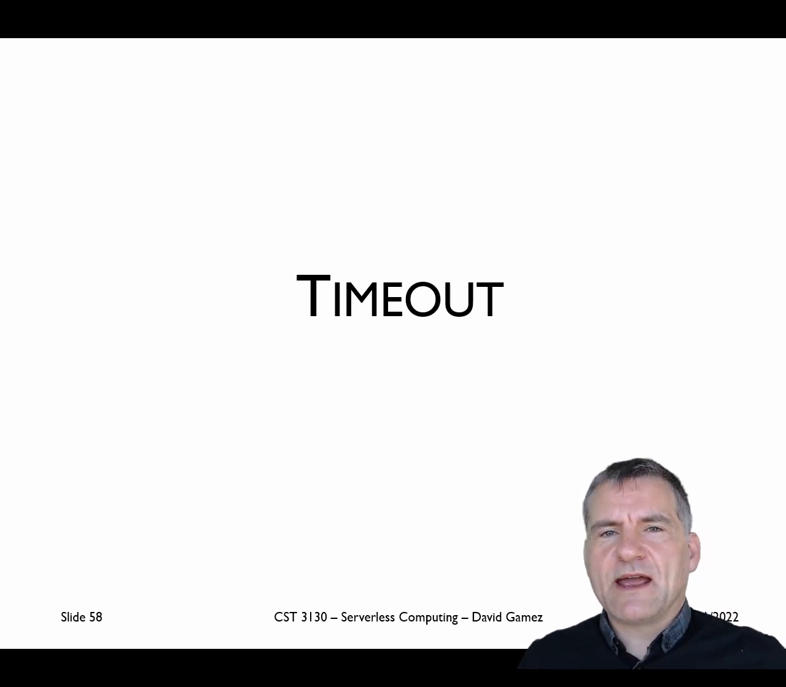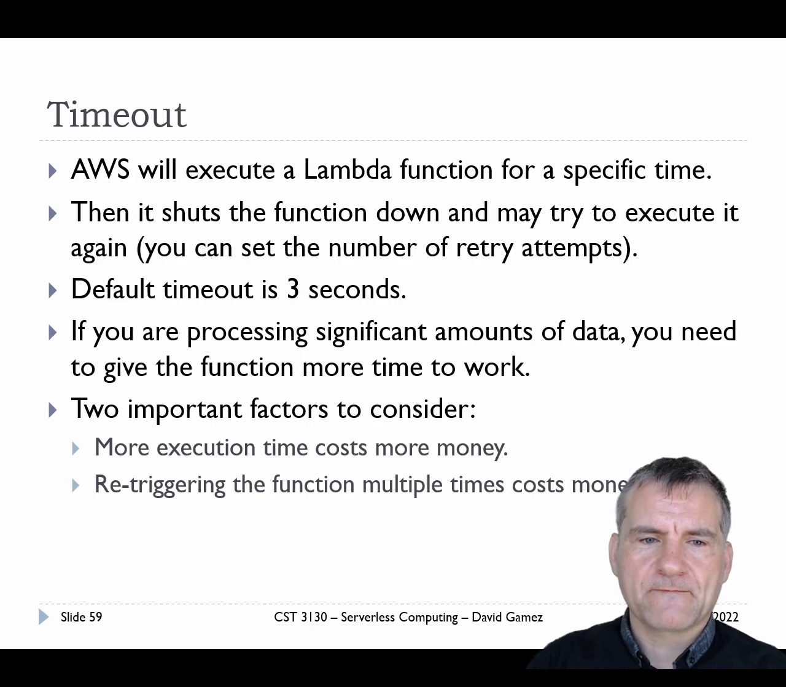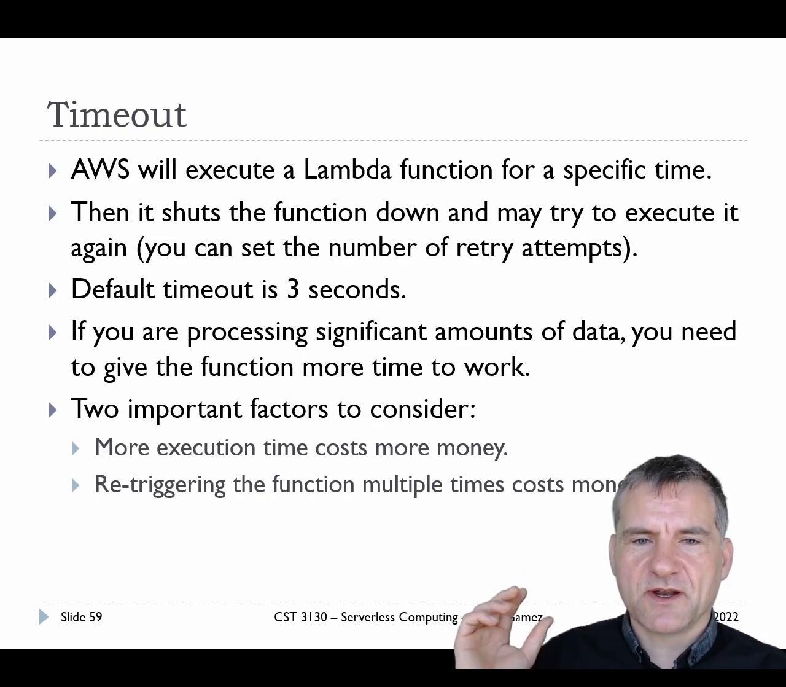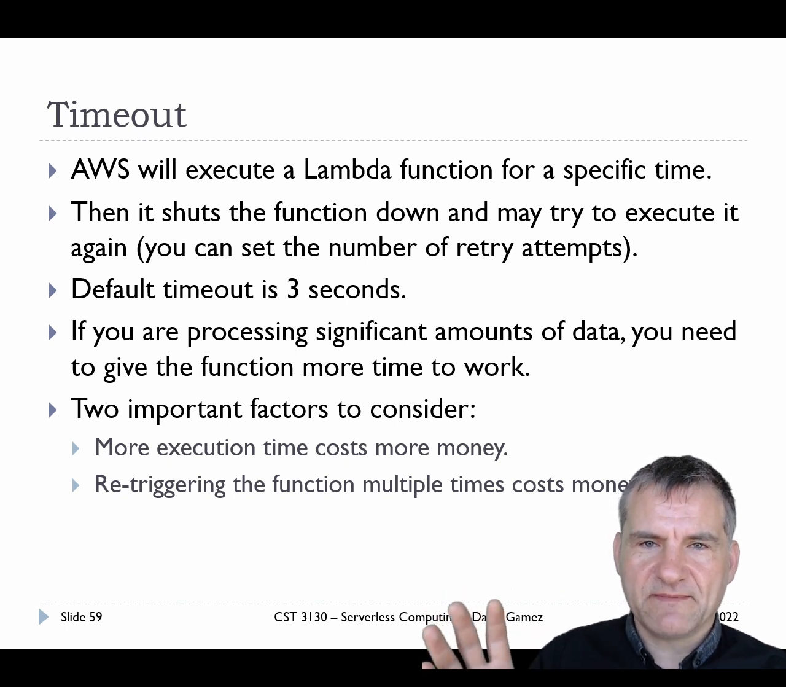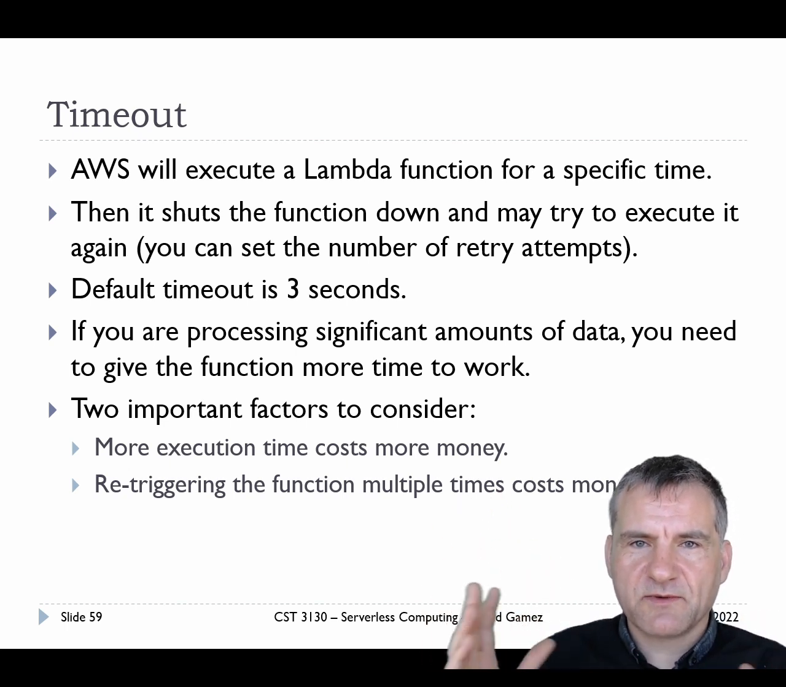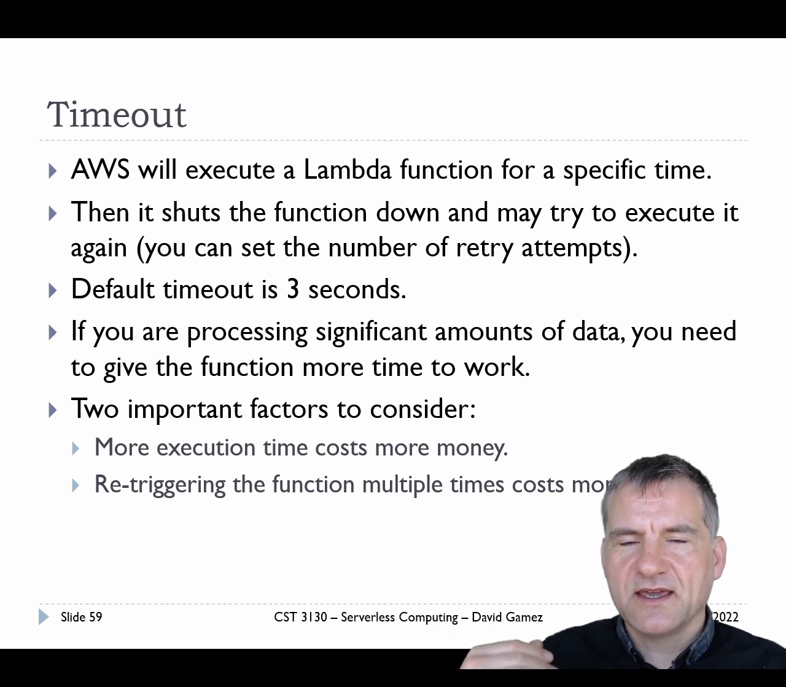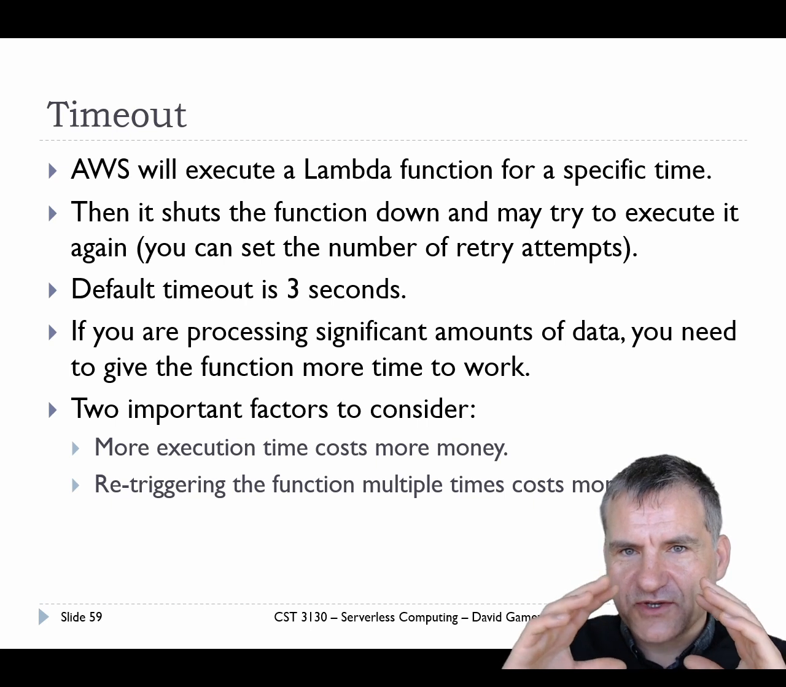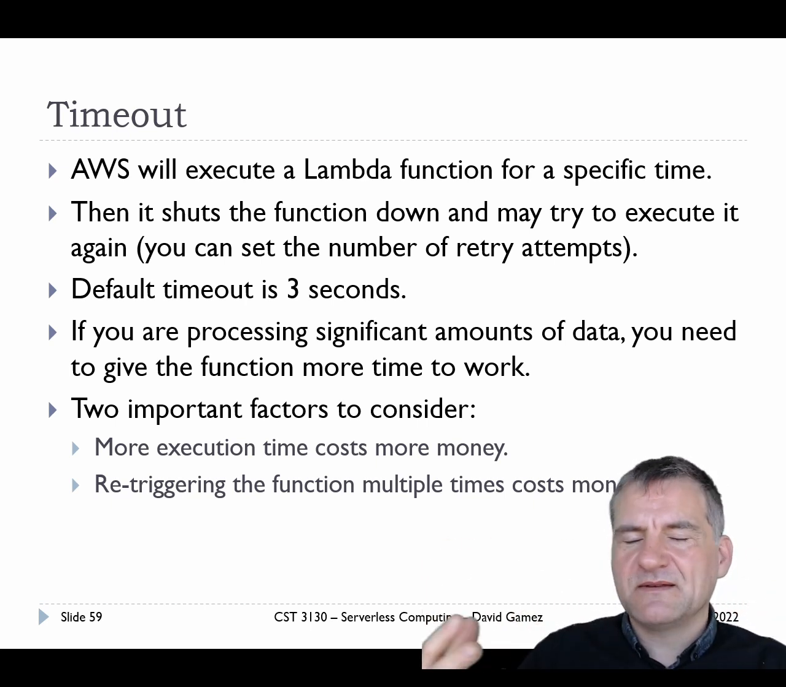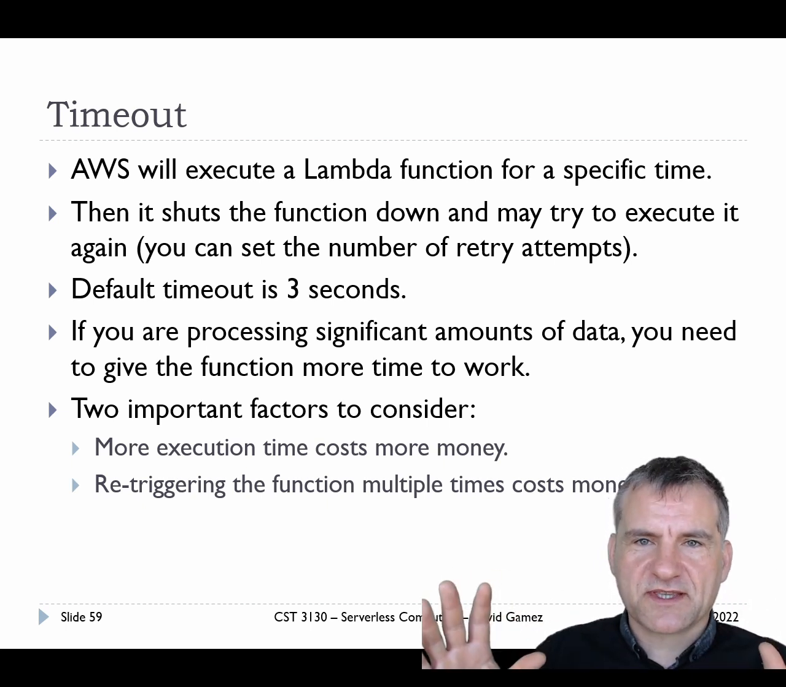Something to be aware of with your Lambda functions is that they have a timeout. AWS, the execution environment for Lambda, will only execute that function for a specific time, because obviously functions get stuck or locked up. It's a way of avoiding functions running forever and costing the customer a lot of money. If the function fails for some reason, it will try to execute it again, I think a couple of times, and then it will just give up.